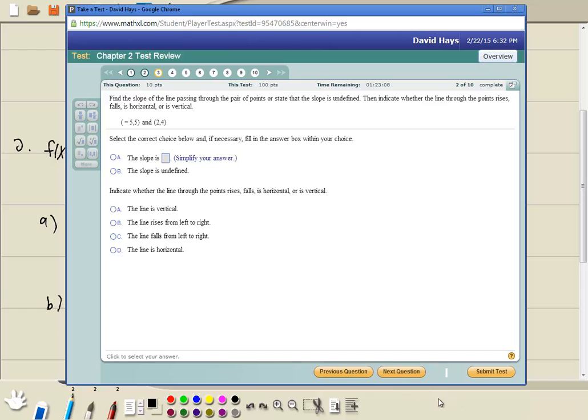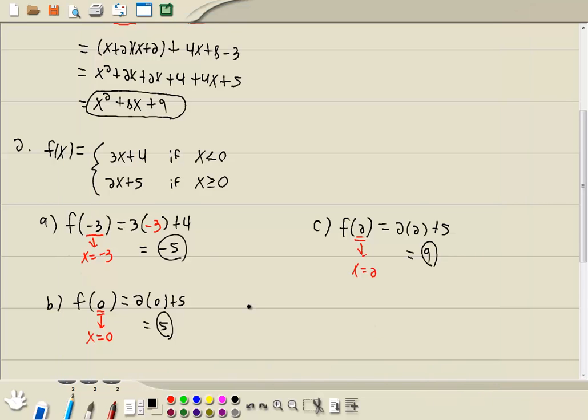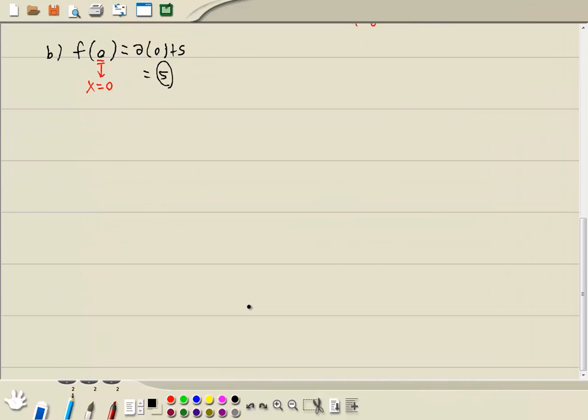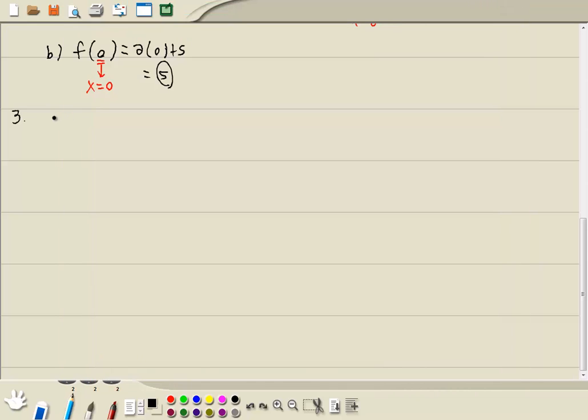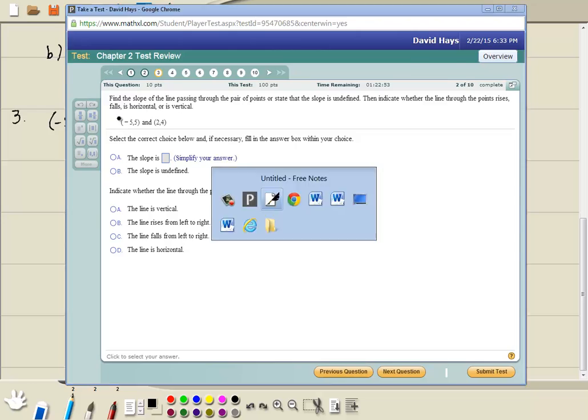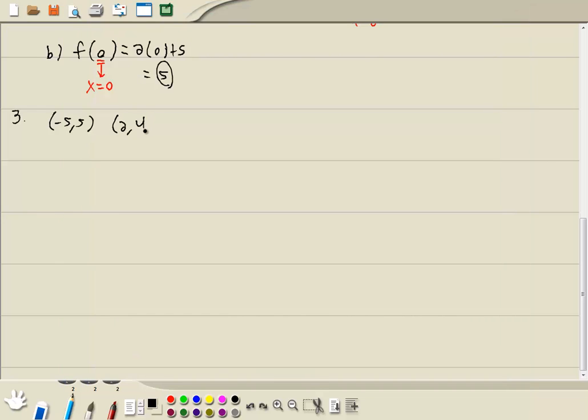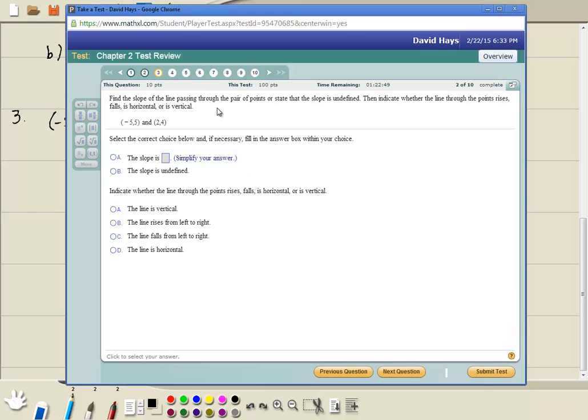Okay, let's take a look at the next one. We're given negative 5, 5. Not sure why it's doing that. It's like it doesn't repaint the screen quite correctly. And it says, find the slope of the line passing through each pair of points, then indicate whether the line through each point rises, falls, is horizontal, or is vertical.